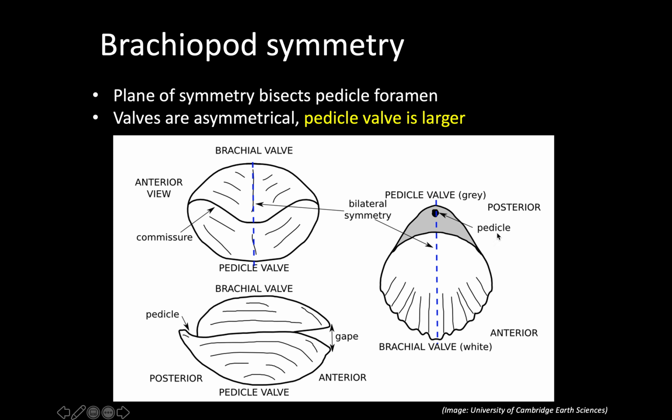As I said earlier, unlike bivalves like clams, the 2 shells are not symmetrical. The valves are asymmetrical. Again, the pedicle valve is larger, and that fold and sulcus gives each valve very different looks. So the symmetry actually goes straight through the organism instead of between the valves.